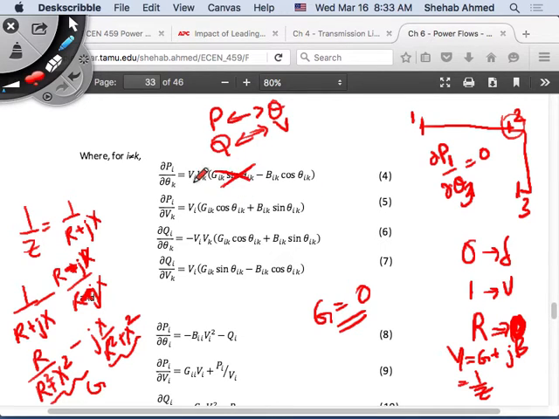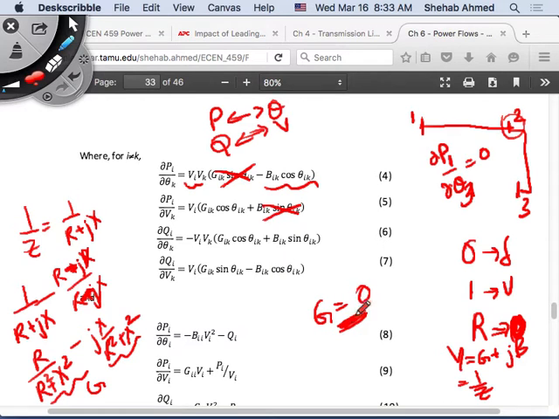I'm left with this. B is not 0, so this exists. So the relationship between changes in power and changes in angles has a value. It's still significant. But now let's look at this one. Angles are 0, so sine is 0. What also did we say is 0?